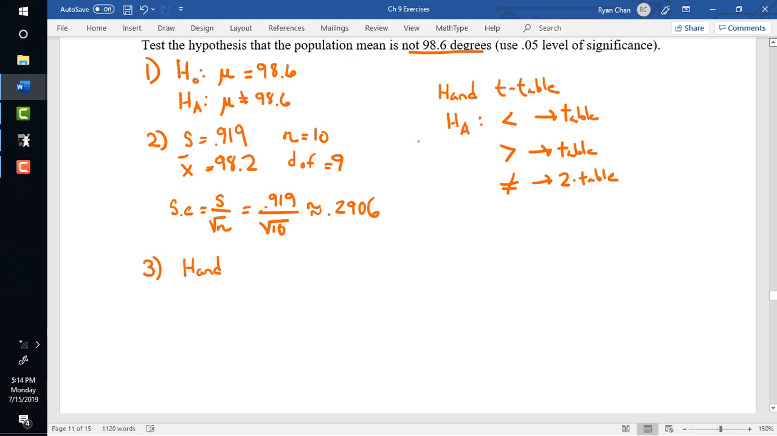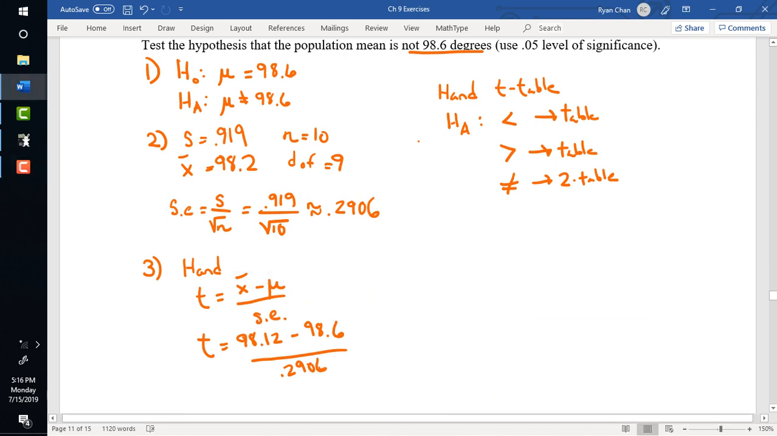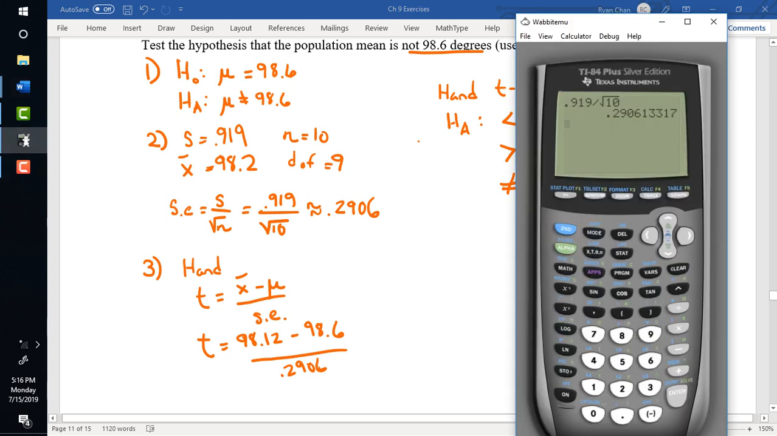So you're going to do a t-score, and t is equal to x bar minus mu over your standard error. Okay, so that's going to be 98.12 minus 98.6 divided by 0.2906. So just like a z-score, we're doing what's called a t-score. We're also going to calculate this in our calculator. So very similar, I'm going to subtract, and I'll divide.